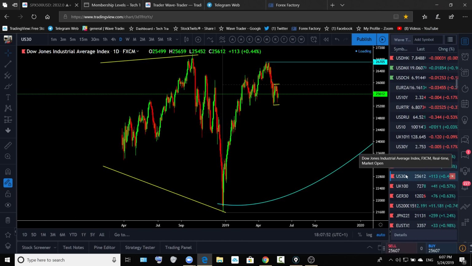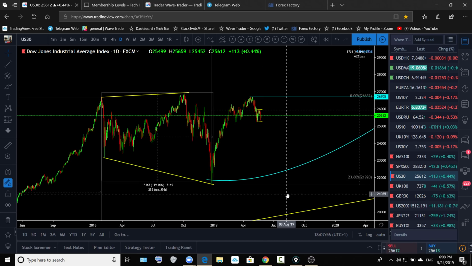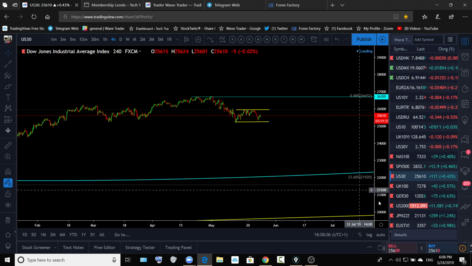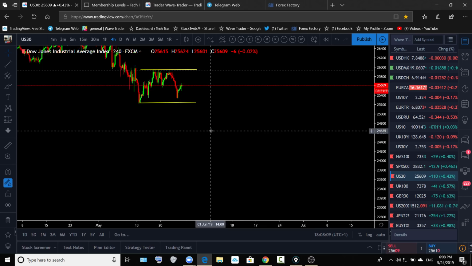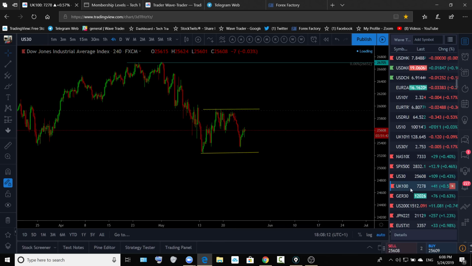Same analysis on the US 30 or Dow Jones Industrial Average. Flat formation, go down, and then again buy from the bottom. A short term buy is going to be there on the lower time frame within that flat formation. Within that flat formation, price already moved away from the bottom, so make sure you trade with care.